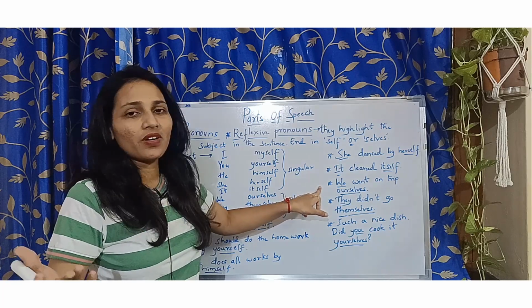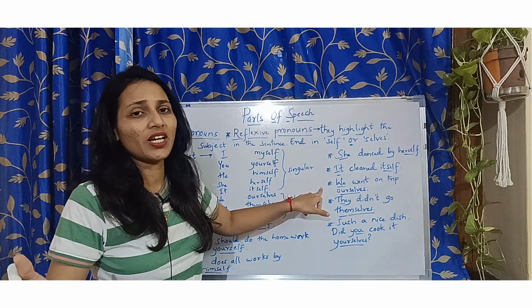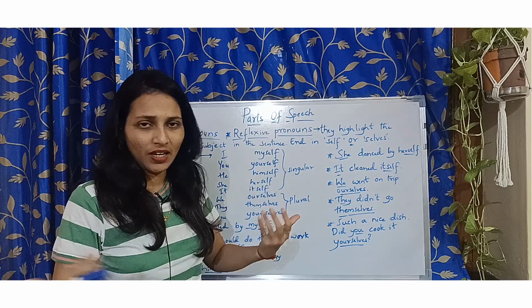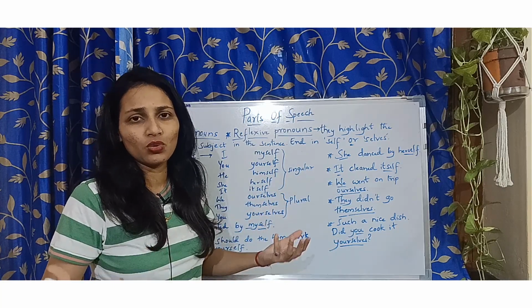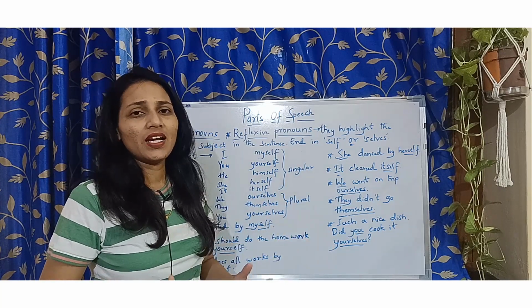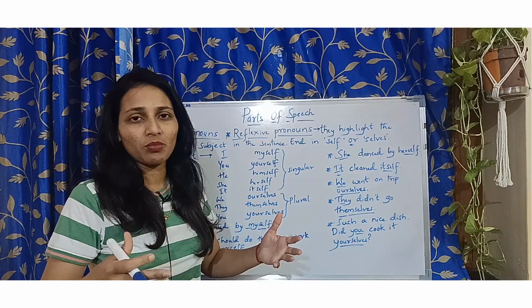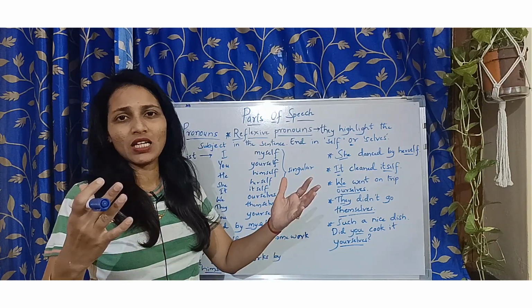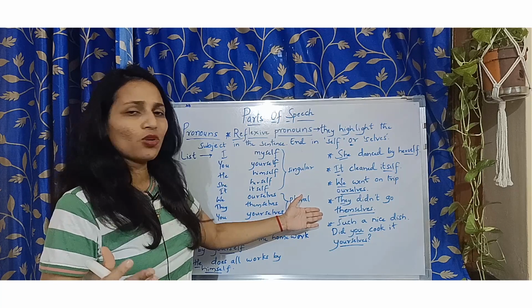Then we went on a trip ourselves. That means you didn't ask somebody else. There could be a team of two, three, four people. They didn't ask anyone else. They planned for a trip. We planned for a trip. We went ourselves.